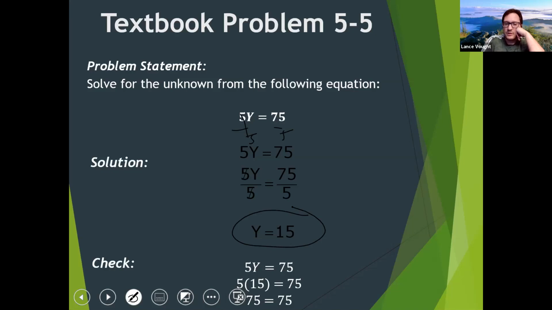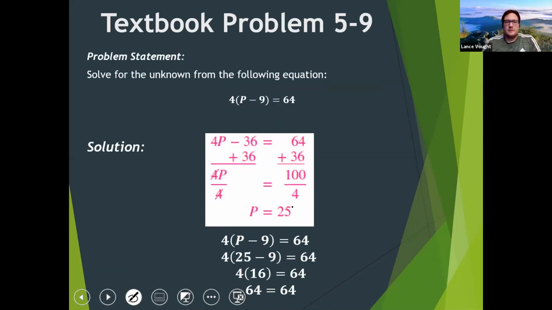And then you can plug it back and make sure the number is correct. So for this one, you have to factor through. 4 times P is 4P, 4 times 9 is 36. So 4P minus 36 equals 64. Then, again, remember you do addition or subtraction first before multiplication or division.